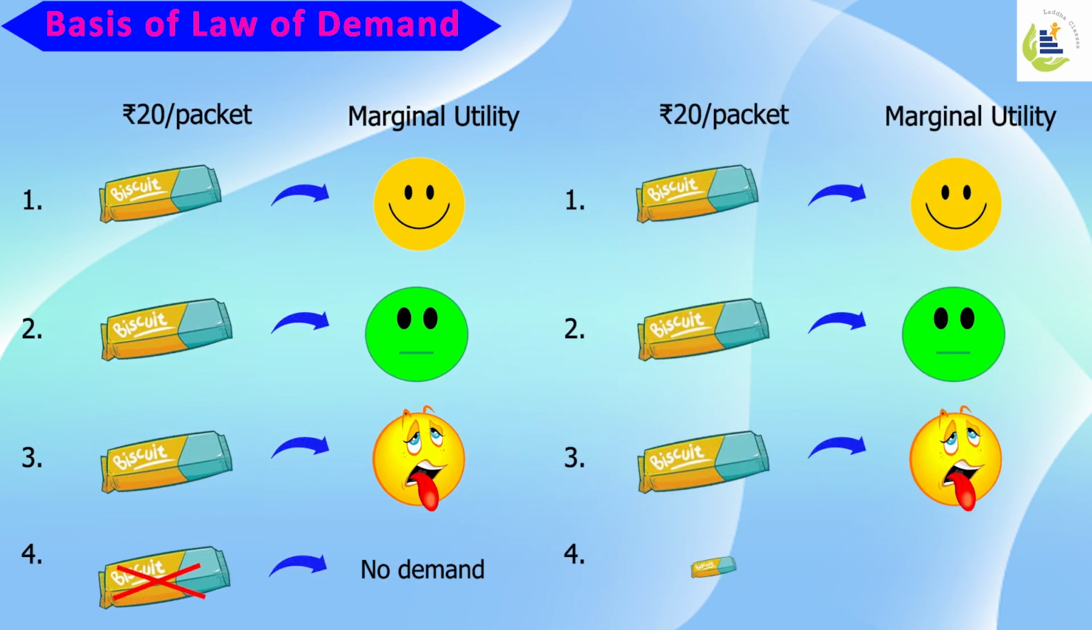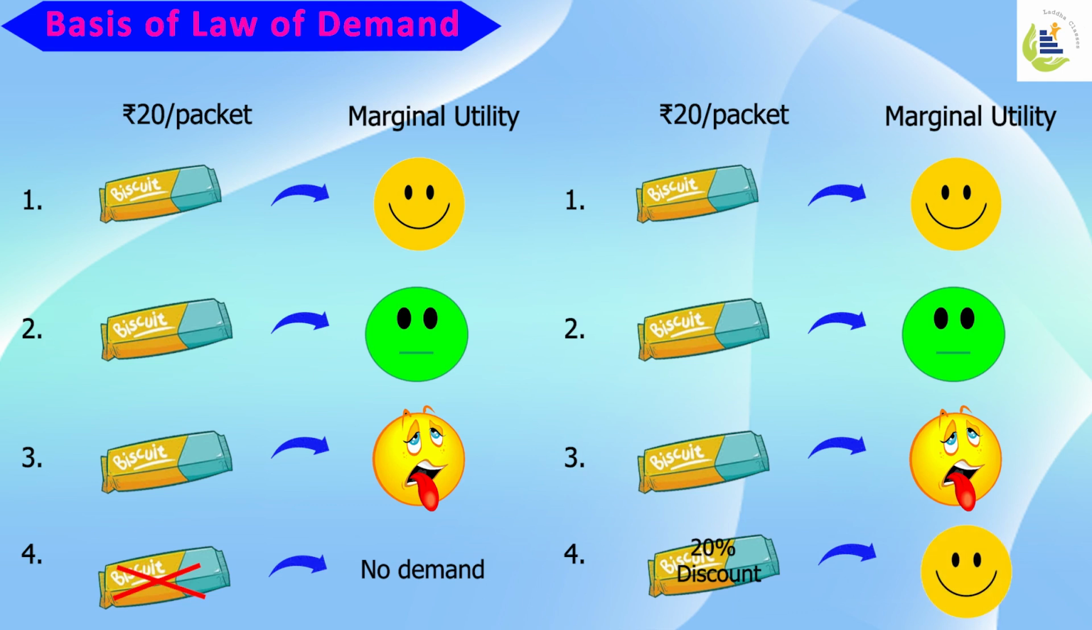But if the same product is available at a 20% discount if you buy a pack of 4, what will happen? Naturally, I'll say, boss, I'm getting a 20% discount, so almost for the same amount of money I'm getting 4 products, so I'll tend to demand 4 products.